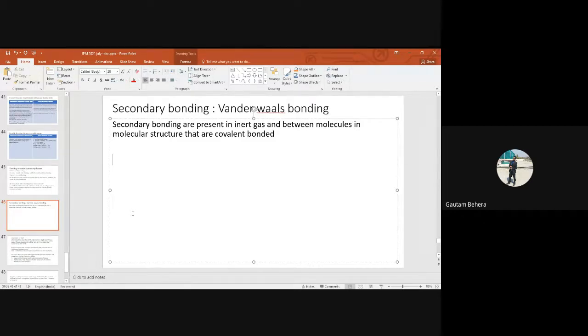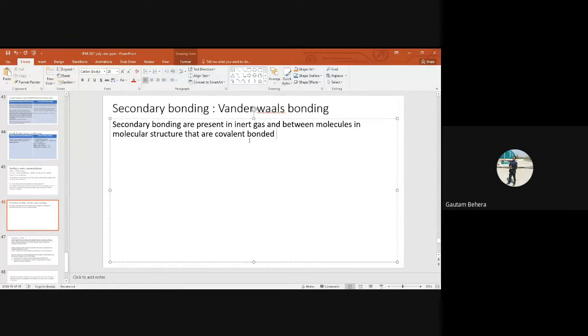But if you consider molecules of water, one molecule of water making a bond with another molecule of water, the bonding is actually a hydrogen bond, which is a secondary bond, a weak bond. That's why I have written between molecules in a molecular structure that are covalently bonded. The best example is water.